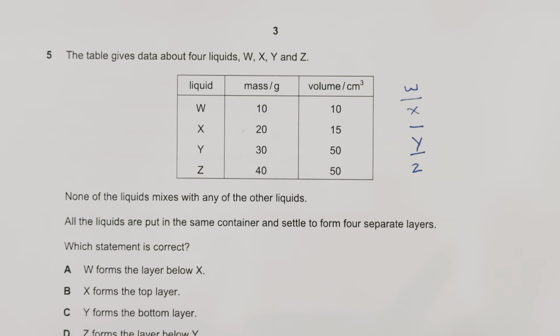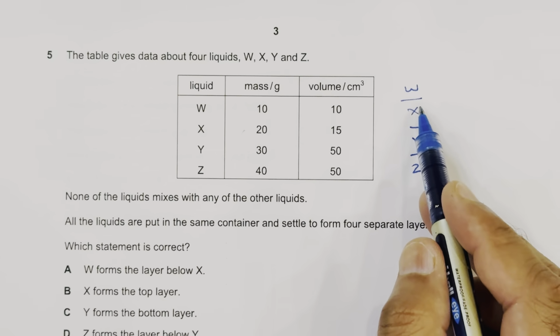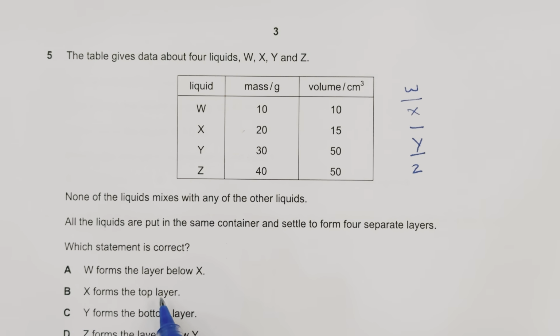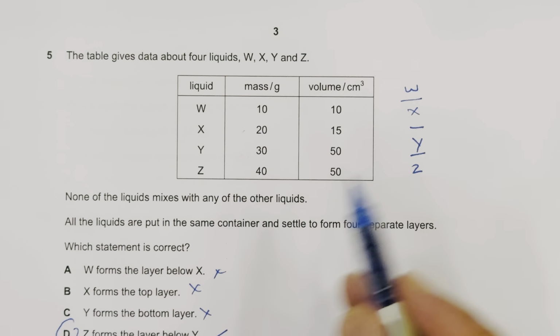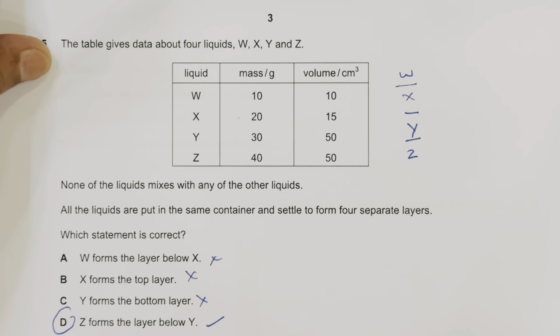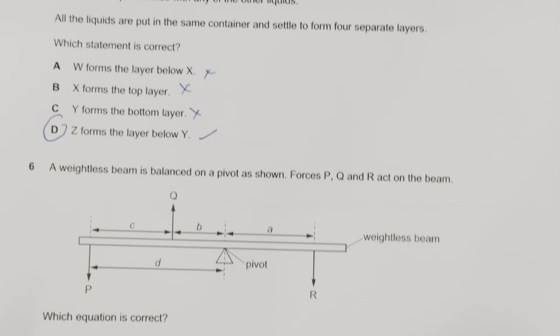So which statement is correct? W forms the layer below X. No, W is above the X. X forms the top layer. No, X is not at the top layer. Y forms the bottom layer. No, Z forms the bottom layer, below the Y. So option D is the right answer, you can see. Moving to question number 6.